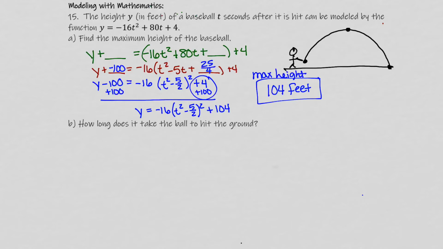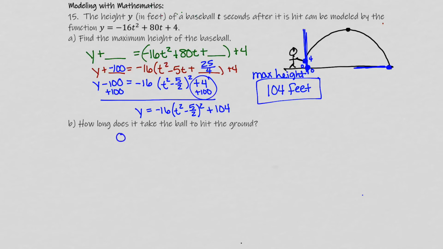All right, and then B says, how long does it take this ball to hit the ground? That's why I went ahead and did that part, basically the completing the square part, because in B we now want to say it's going to hit the ground, which is when y is 0, because remember, we had our x-axis here. That y-intercept was at 4, but where the ground and that meet is 0, when x and y are 0. So if I want this, that is when I'm on that x-axis, so y is 0.